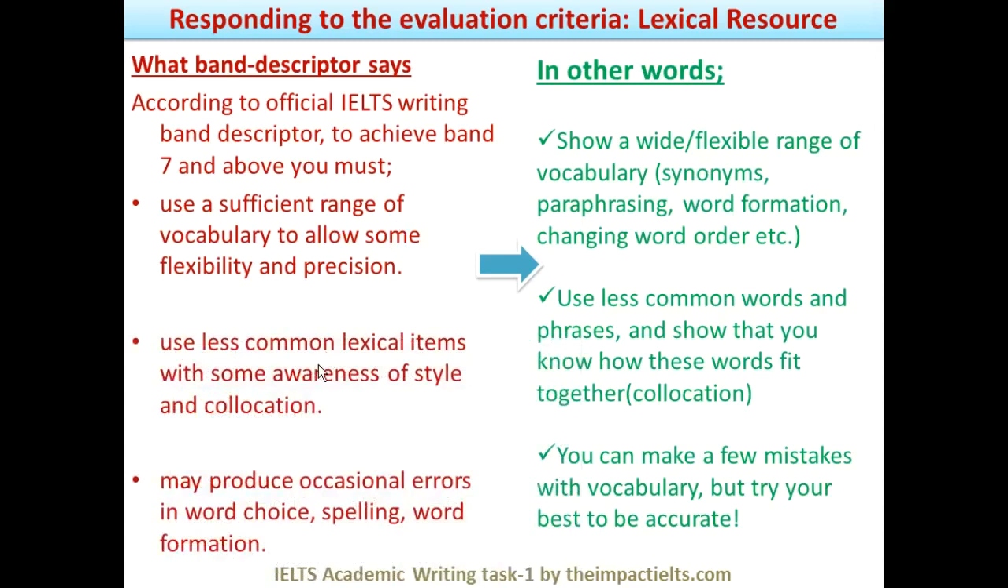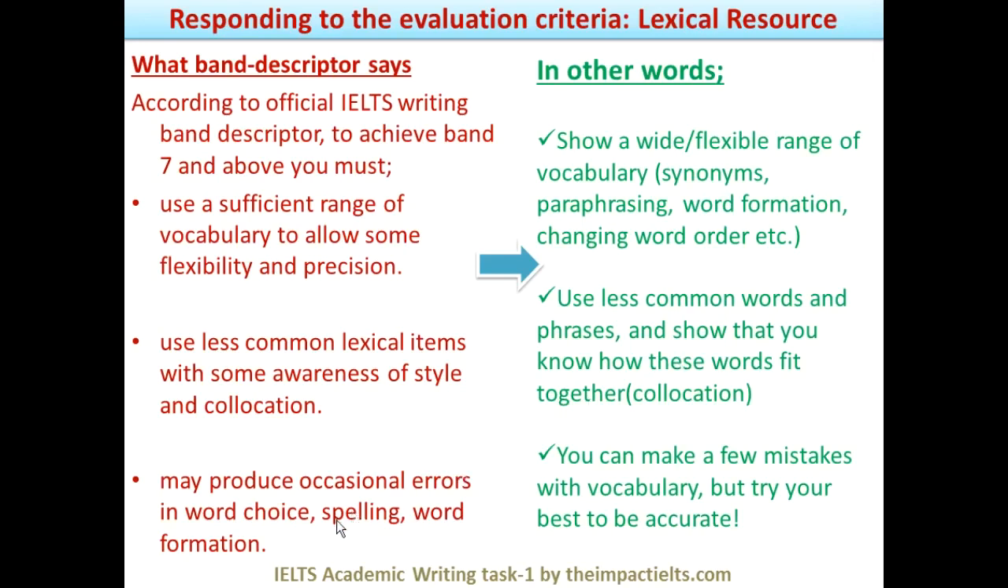The other thing: use less common lexical items with some awareness of style and collocation. I hope you know the meaning of collocation: a combination of two words that should not be incorrect. For example, he made a mistake. So made a mistake is the correct collocation. We cannot say he did a mistake. That's the collocation part, and you need to know it. Also, too common vocabulary like good, bad, think, thing should be avoided.